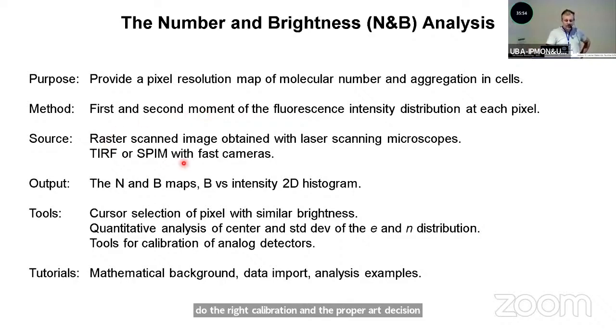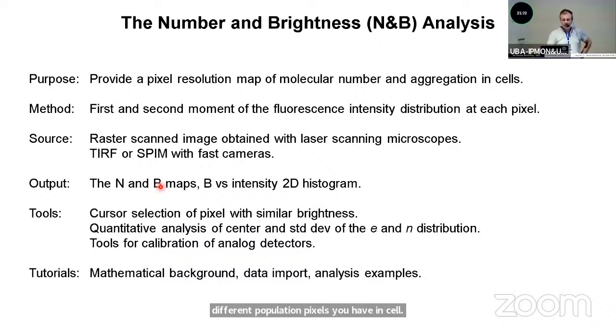The output of the method is basically a map, so a sub-image, that gives you the N, the number of molecules or concentration, and the brightness of the molecule, which gives you an idea if you have only molecules moving alone, as monomers, or some multimers of these. This can be compared in a plot, which is a histogram between number and brightness. And this is very useful to isolate the different populations of pixels you have in the cell.